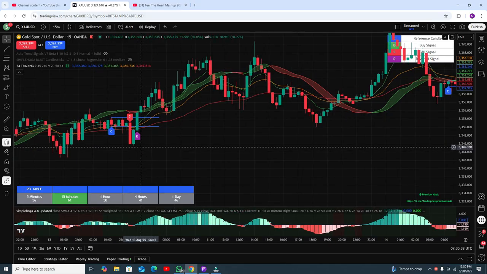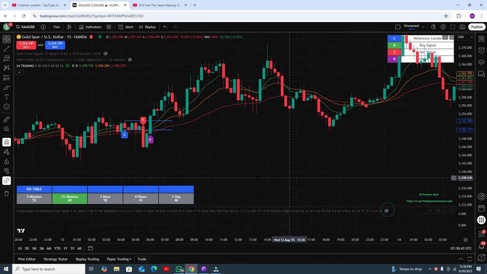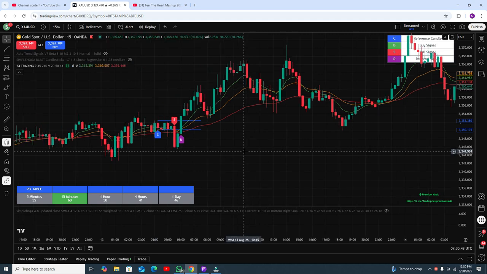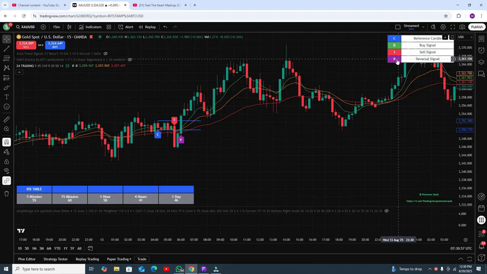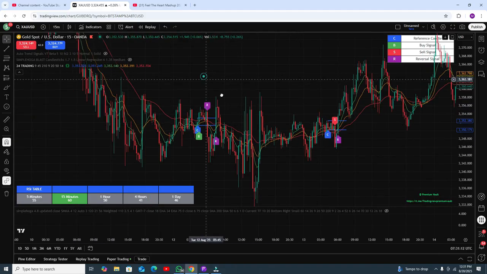Here the strategy is very simple. Whenever here you can see, let me show you something. 24 trading, giving you the signal like this one. Okay, C is the main reference candle, B for buy signal, S for sell signal, and R for reversal signal. Okay, and you will find this one a very good one. But the strategy is not dependent on the signals. Okay, let me show you this thing very carefully.